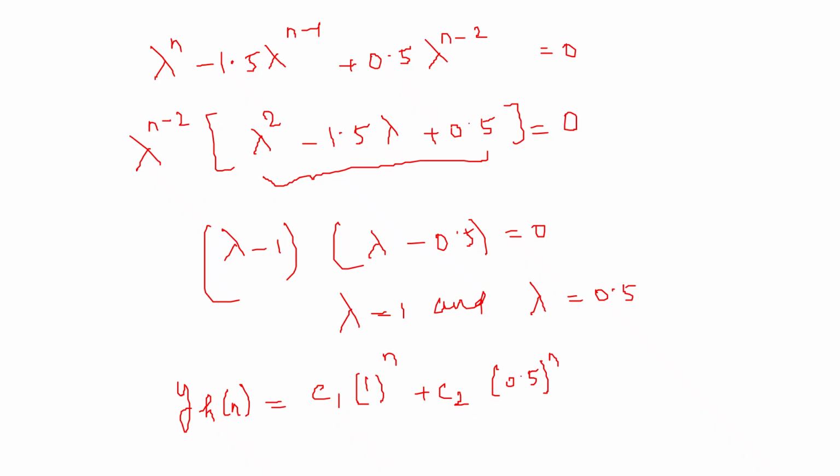To find the exact natural response of the system, we are supposed to find the values of these arbitrary constants c1 and c2. So we will try to utilize the given initial conditions. The initial conditions provided are y of minus 1 is equal to 1 and y of minus 2 equal to 0.